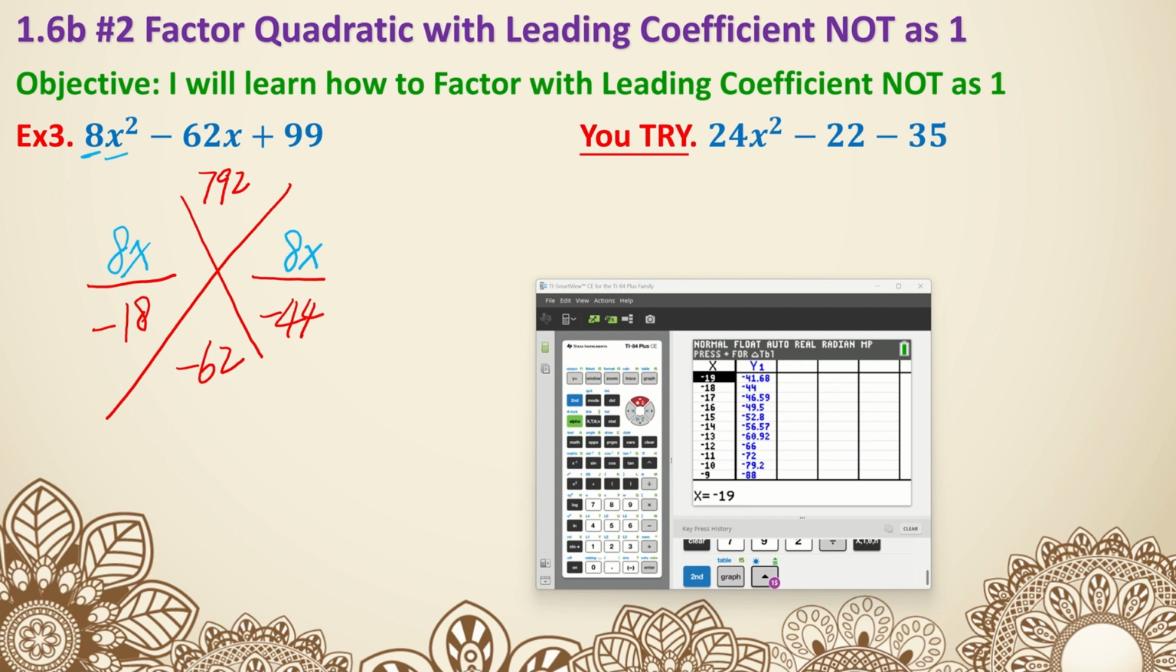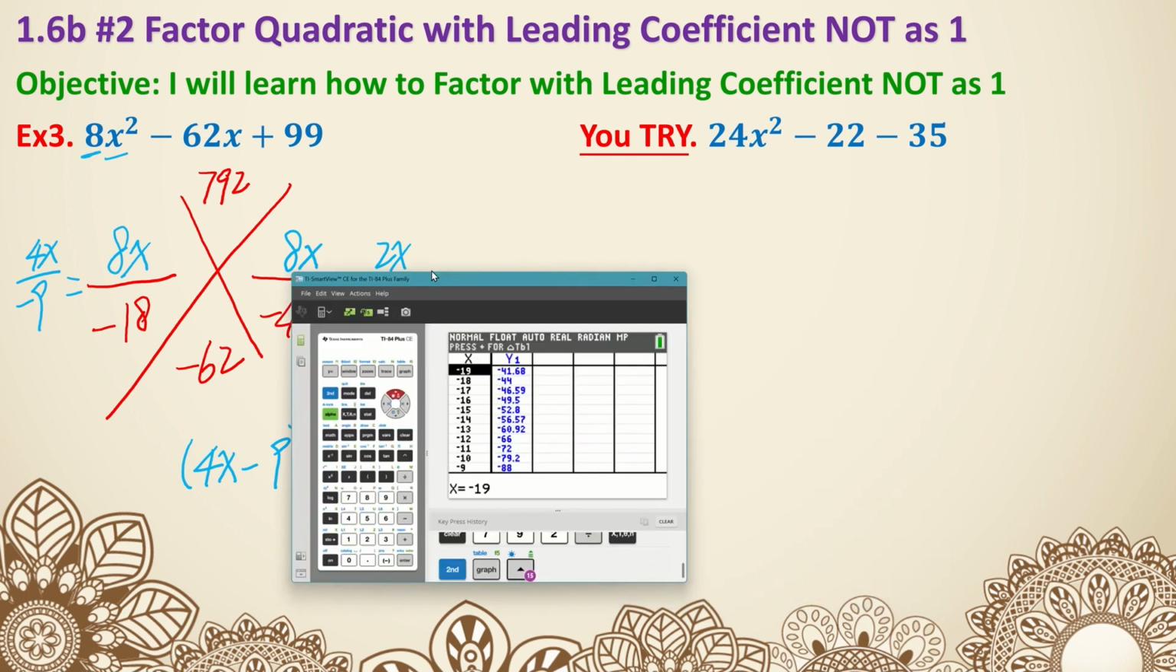So now we simplify the fractions. 8x over negative 18, they could both be divided by 2, so it's 4x over negative 9. On the right side, 8x over negative 44, they could both be divided by 4, so 2x and negative 11. There we go. 4x minus 9 and 2x minus 11. That is example 3. Moving on, example 4.